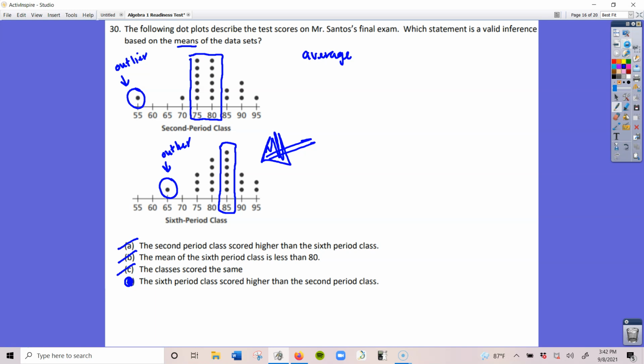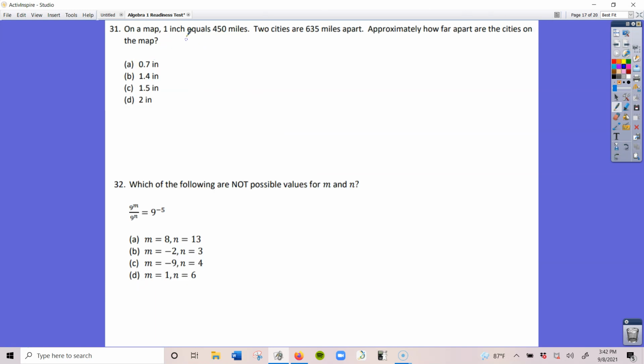Now let's look at 31. On a map, 1 inch equals 450 miles. Two cities are 635 miles apart. Approximately how far apart are the cities on the map? So this is what's called a scale. And a scale is basically relating one measurement with another. And listen to my words, relating.